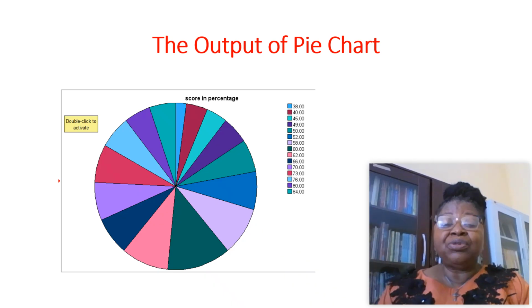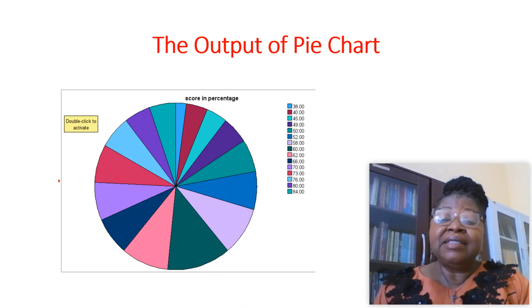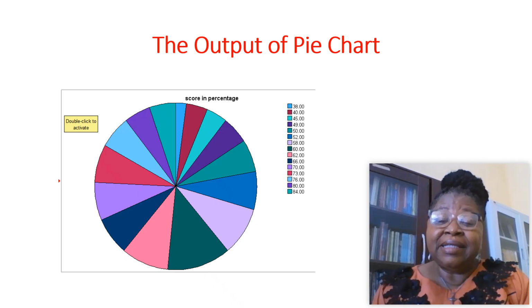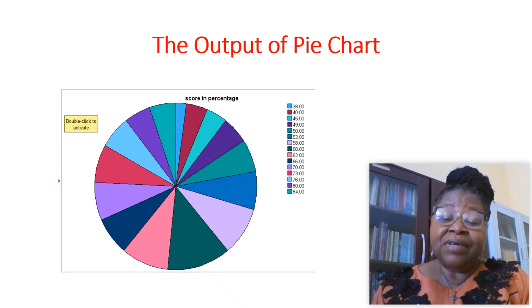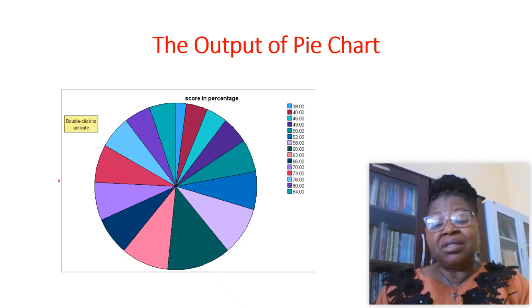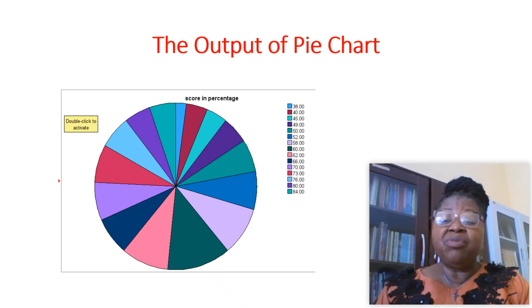So this is the output. It is a circle, and all the possible scores are divided and their frequencies are shown as sectors. So you can see the sectors of the scores represented in the circle. You will now see that the mode is 60. The one in dark blue, you see it is the largest there, is the mode.